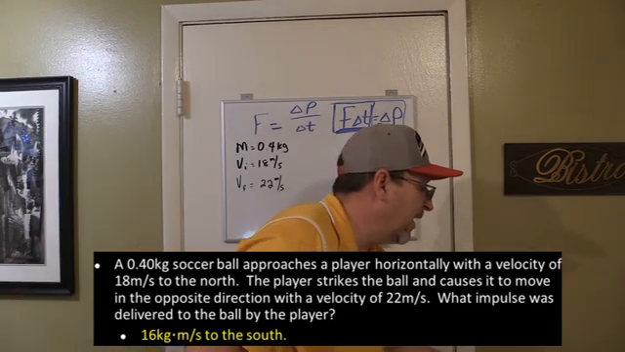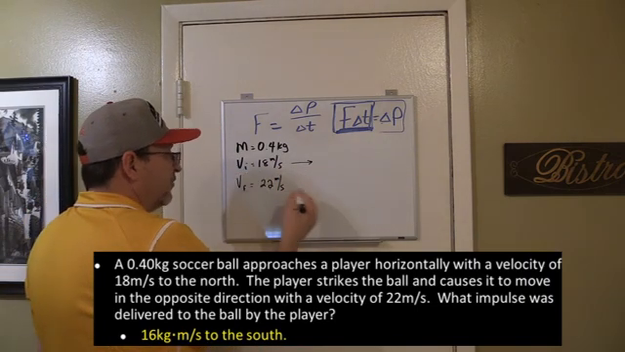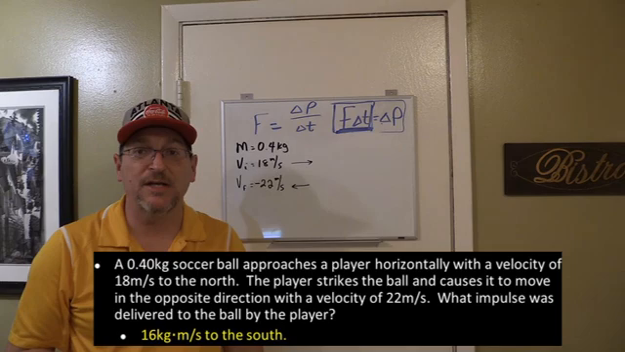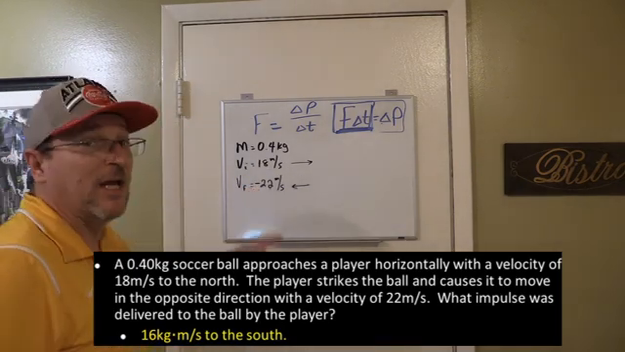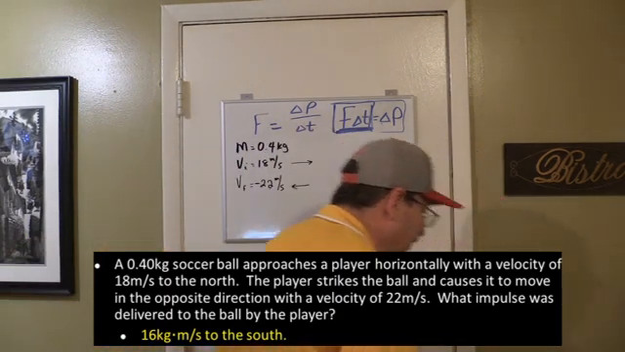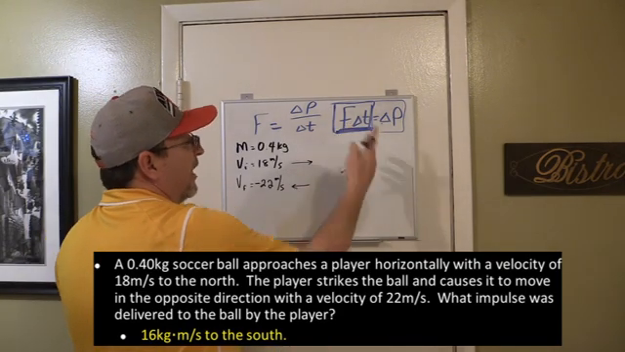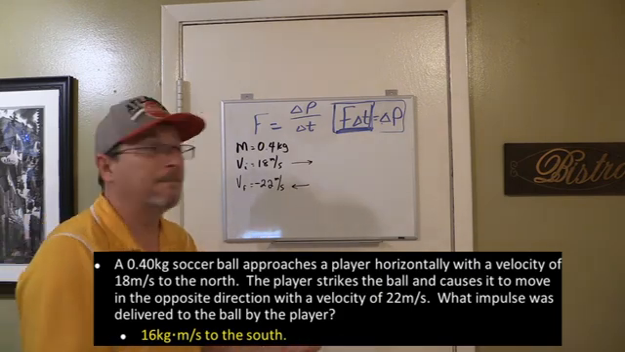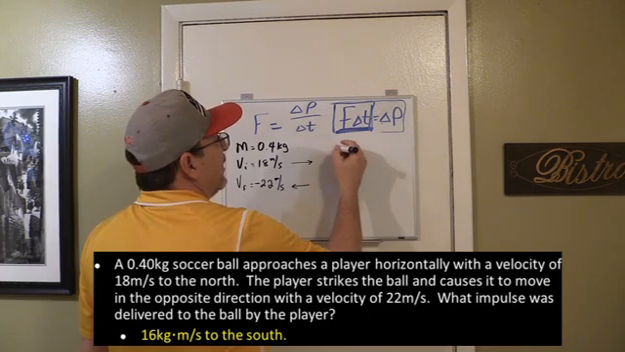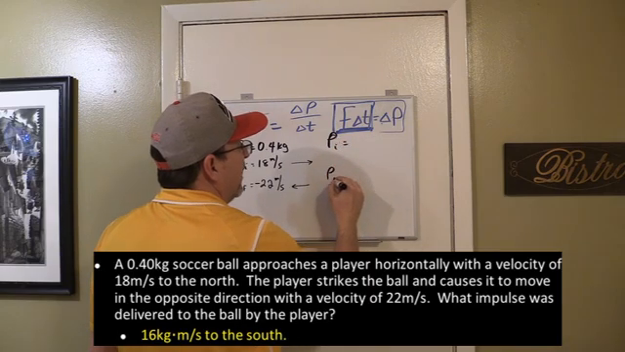Now, real quick, remember that in this one the ball is traveling in this direction, and in this one the ball is traveling in the other direction. So this is going to be a negative 22 meters per second, because it's changed directions, and we have to make sure we have the correct sign. And I'm looking for the impulse. Basically, all I need to do is find the change in momentum, and that's going to be equal to my impulse. So my change in momentum is my momentum final minus my momentum initial.